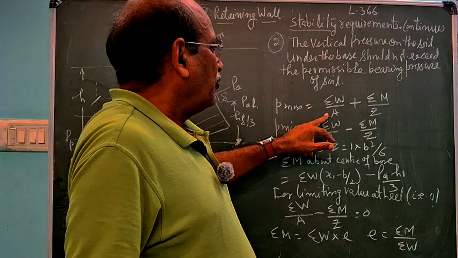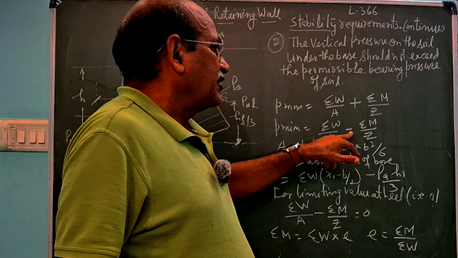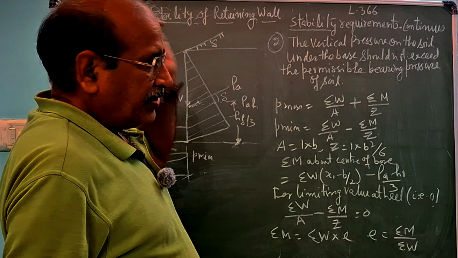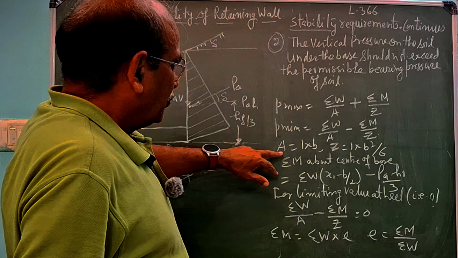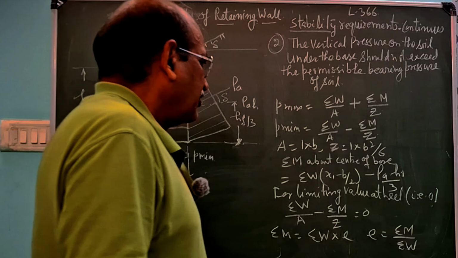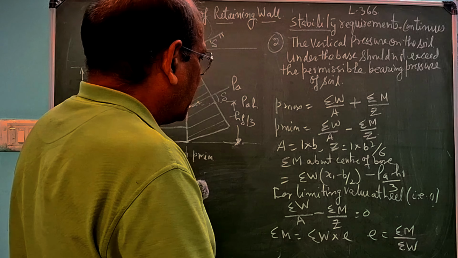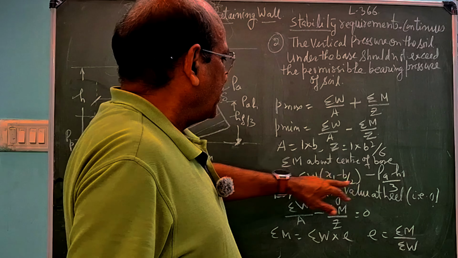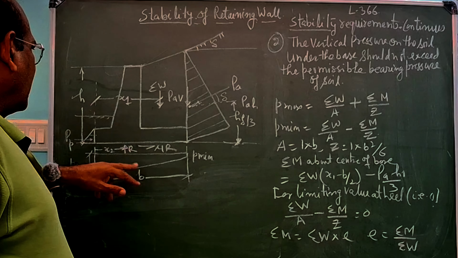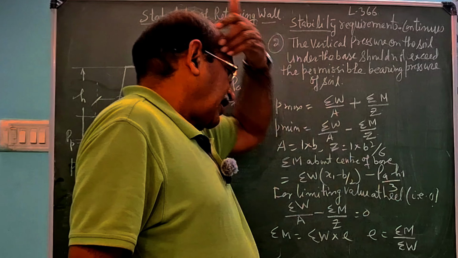P max is sigma W by A plus sigma M by Z. P minimum is sigma W by A minus sigma M by Z, where, if you take one unit length, A is equal to 1 into B and Z equal to 1 into B square by 6, as we have done in the design of structures. Sigma M about the center of the base is sigma W into (x1 minus B by 2) minus PA h1 by 3.